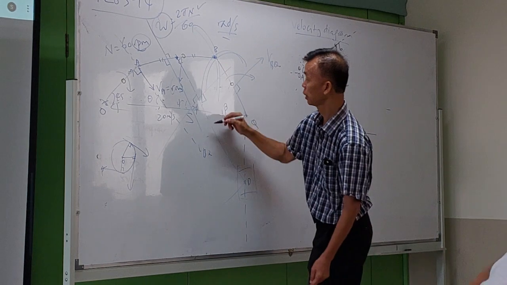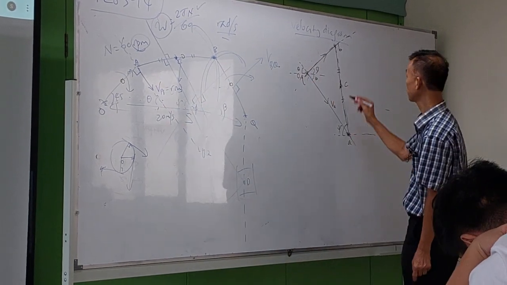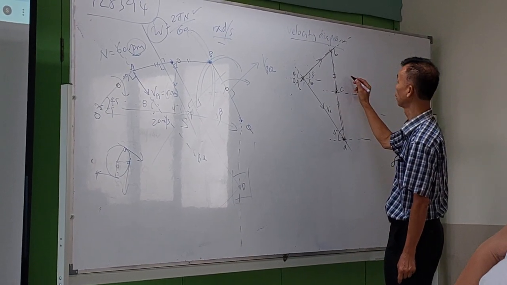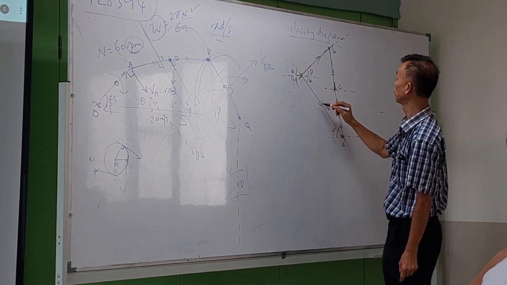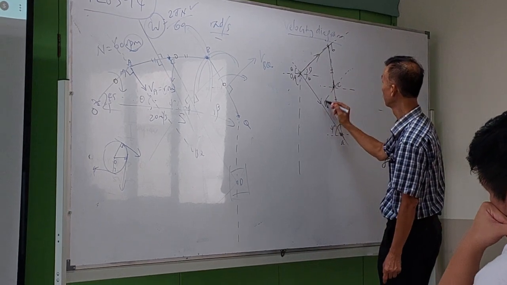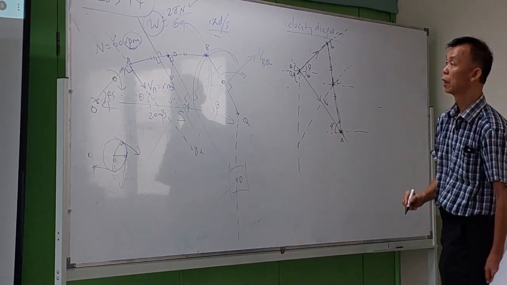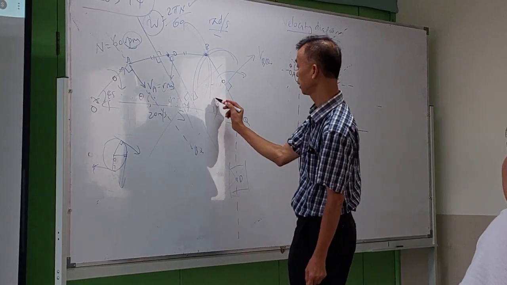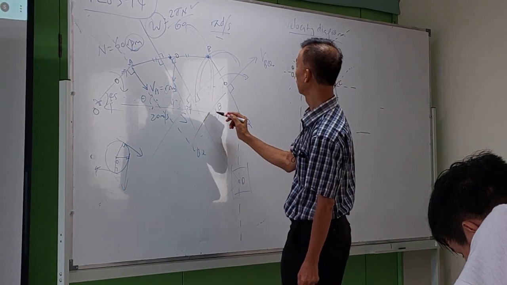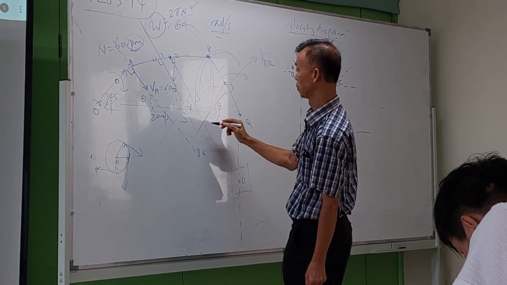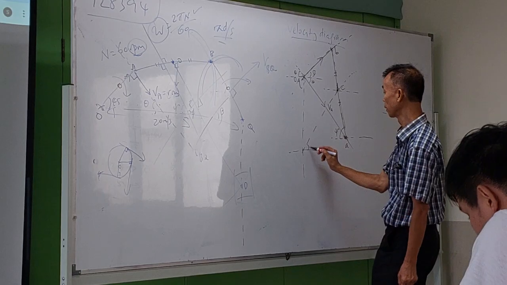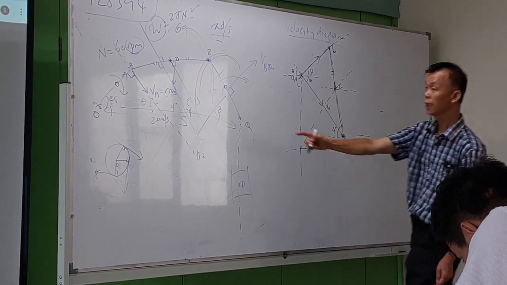Then you have CD. So CD is this angle. Okay, this should be CD. So this is CD. Where is CD? This one is CD, this angle here. So it should be like that. So this is the angle, CD.